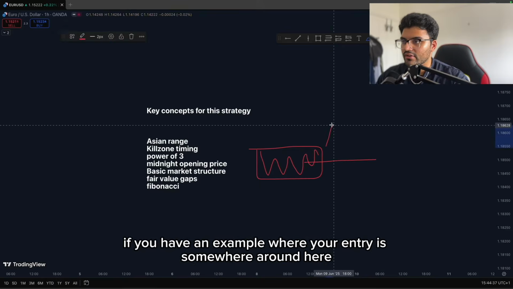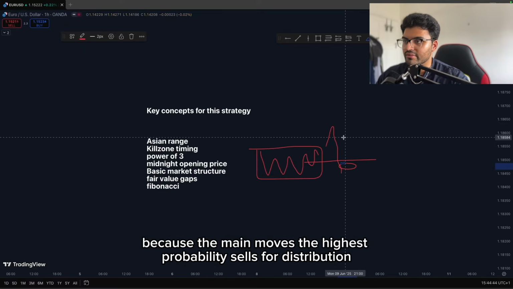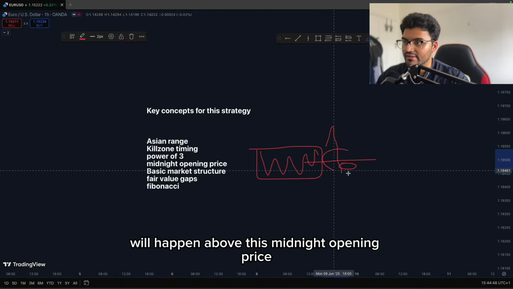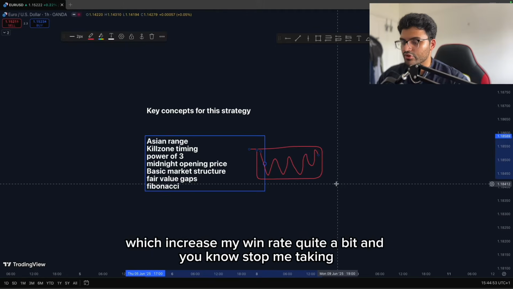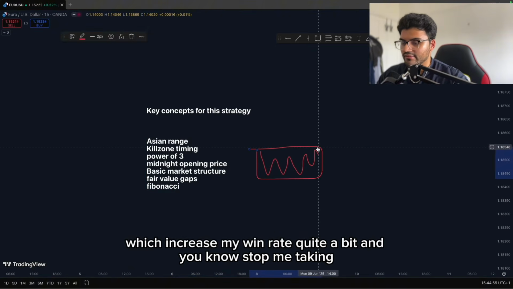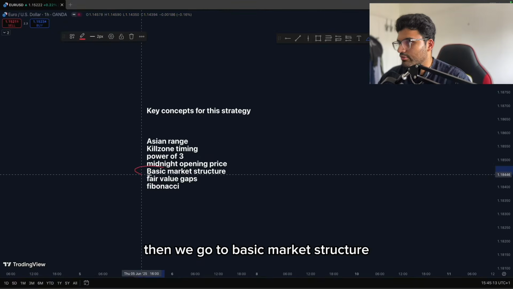If you have an example where your entry is somewhere around here, this is low probability because you're kind of chasing the market, because the main moves, the highest probability sells for distribution, will happen above this midnight opening price. So that is the midnight opening price. It's a very good concept which increased my win rate quite a bit and stopped me taking low probability unnecessary trades.